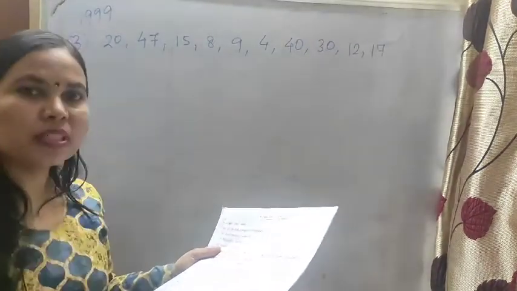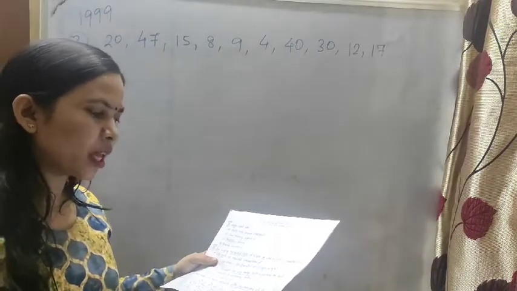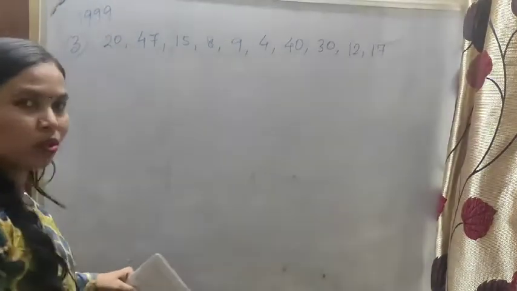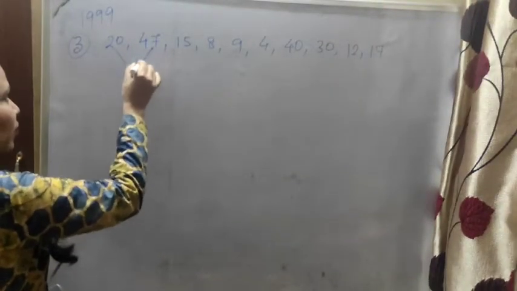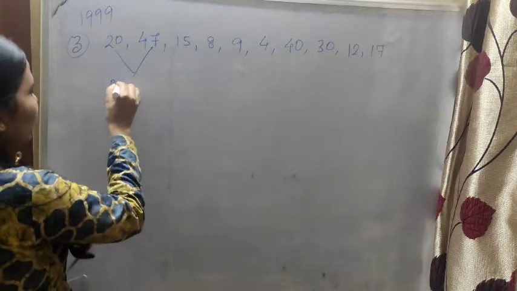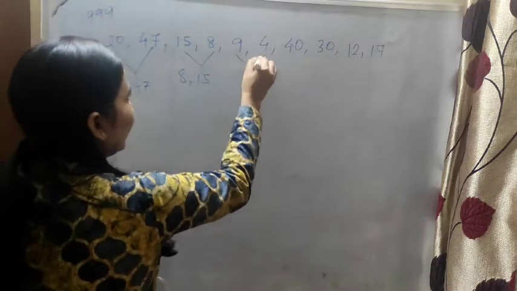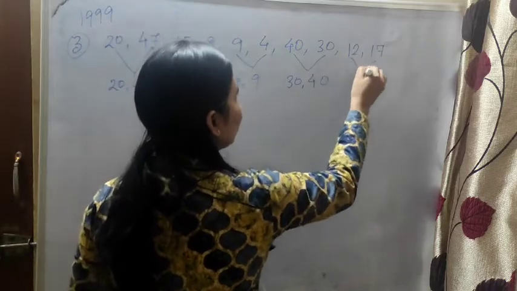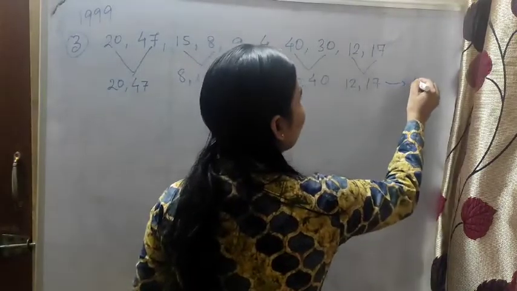Two-way merge sort algorithm to sort the following elements in ascending order. Then what is the order of these elements after the second pass? That means we will not sort it till the last; we will sort only up to the second pass. So first, two-way merge sort: these two elements we sort and merge. 20 and 47, 20 comes first and then 47. Compare these two, 8 and 15. 9, 4: 4 and 9. 40, 30: 30 and 40. Now 12, 17: 12 and 17. These are the elements after the first pass.